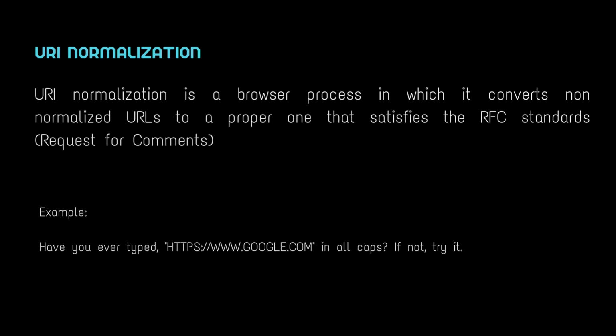Let's take a look at how URI normalization works. URI normalization is a browser process in which it converts non-normalized URLs to a proper one that satisfies the RFC standards, or the request for comments. Here's an example. Have you ever typed google.com in all caps? Even after that, the URL is properly rewritten by the browser and converted automatically to lowercase, and we are still redirected to google.com. That is URI normalization in action.